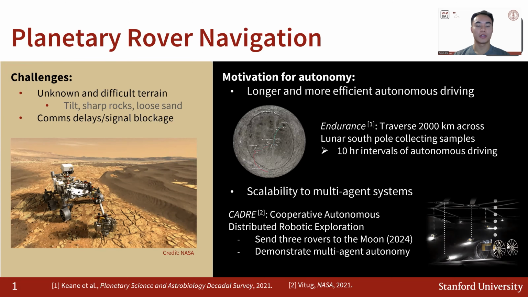And moving forward, there is a motivation for more autonomy for these vehicles in order to enable longer and more efficient autonomous driving, as well as scalability to multiple agent systems. And this is reflected in some upcoming missions from NASA. Endurance is a mission concept to traverse thousands of kilometers across the lunar South Pole collecting samples, and it will require up to 10-hour intervals of autonomous driving due to the rover operating on the far side of the moon. Cadre is a mission to send 3 rovers to the moon in 2024 and demonstrate multi-agent autonomy.